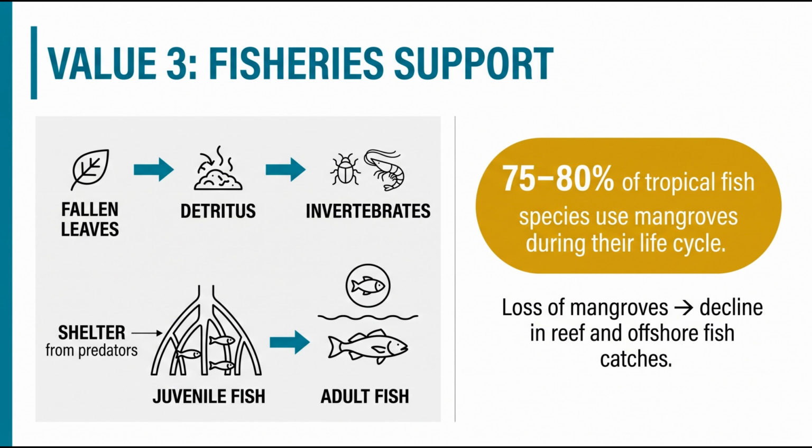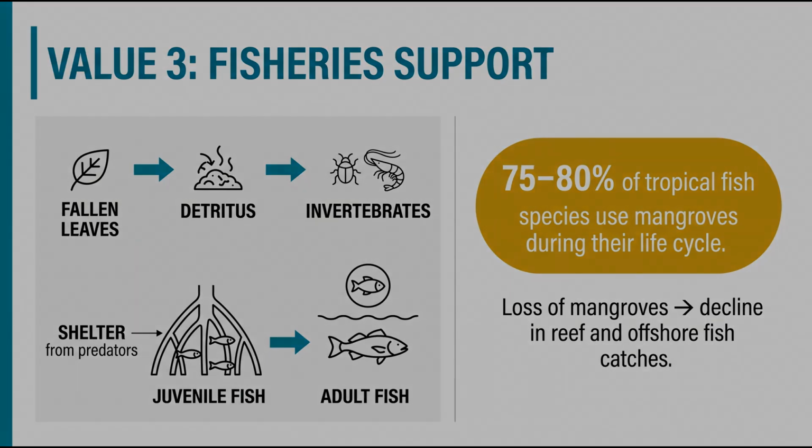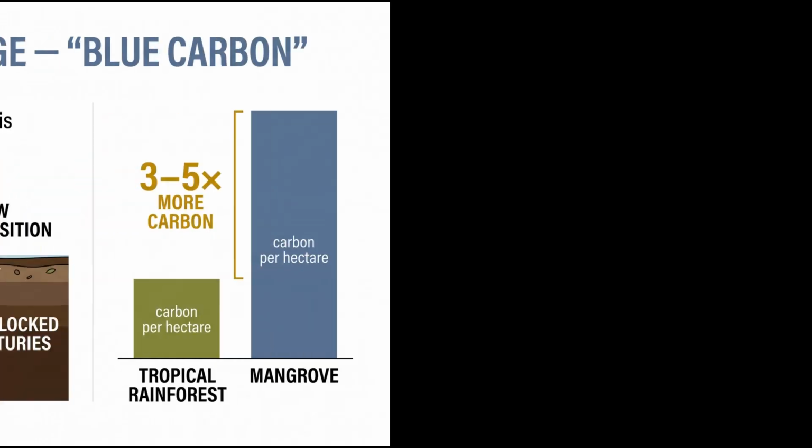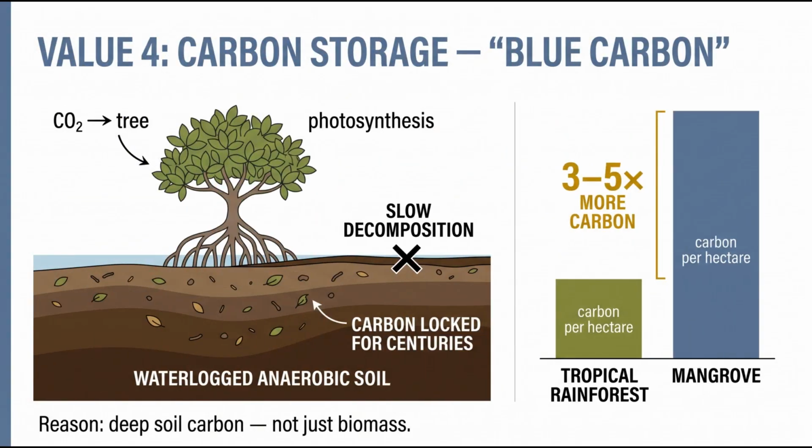Without the nursery, fish populations decline. Where that has happened, nearby reef and offshore fish catches have fallen significantly, directly harming the food supply and incomes of coastal fishing communities. Value 4. Carbon storage, or blue carbon. Blue carbon refers to carbon stored in coastal and marine ecosystems, specifically mangroves, seagrasses, and salt marshes.